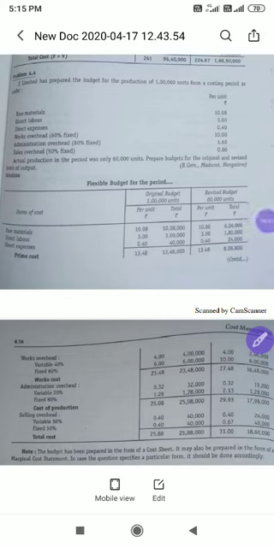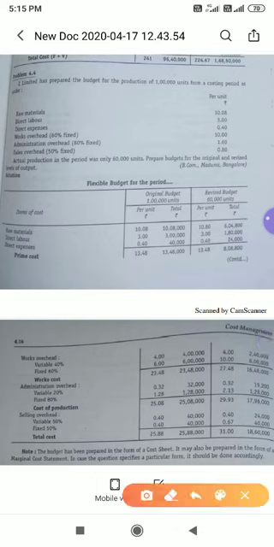Hello everyone. So in this video we'll discuss the next question. Look at question number 4. Z Limited has prepared the budget for the production of 1 lakh units. Now they have given the budget for 1 lakh units for a costing period as under. So they have given particulars per unit.